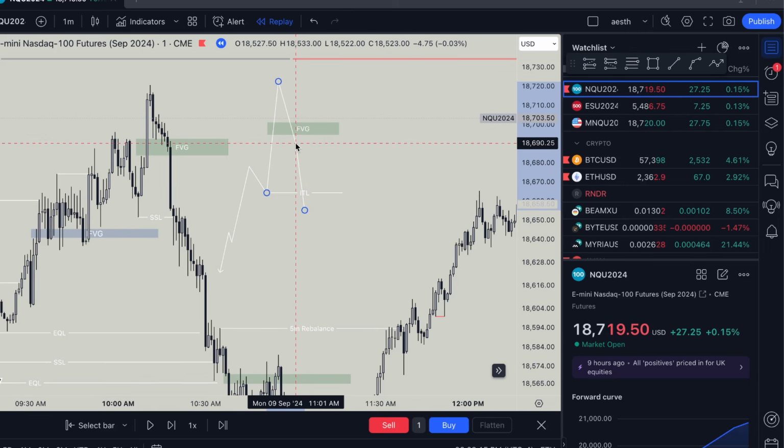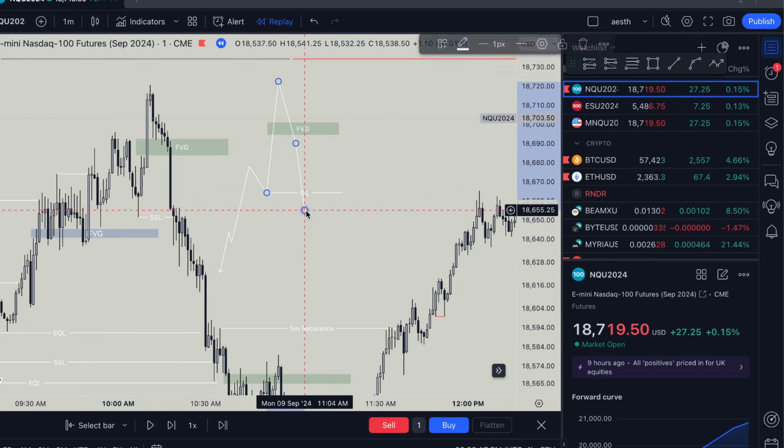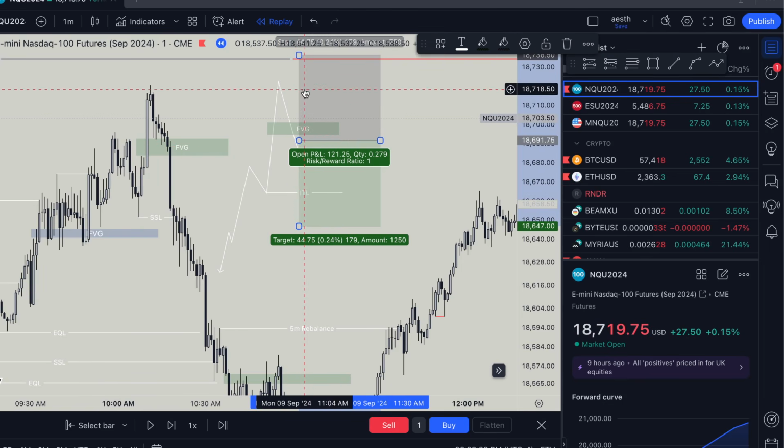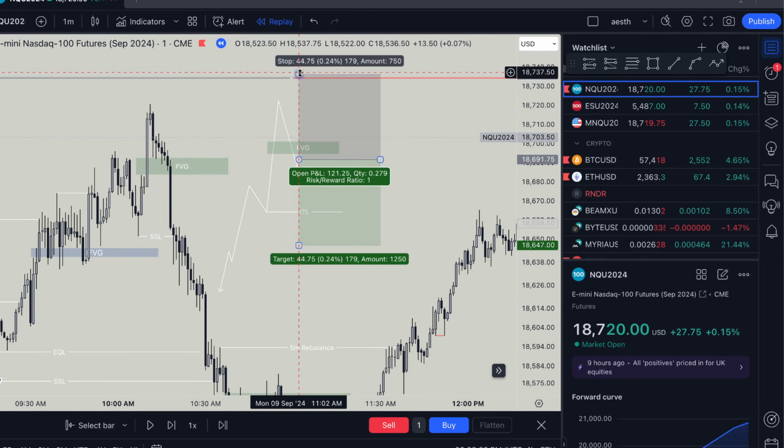So if everything is aligning, just take the inversion if it's clean. That's it. Just market order the inversion if it's reasonable. And how do you know if it's reasonable? If you just have a reasonable stop loss with a reasonable TP towards your first target.